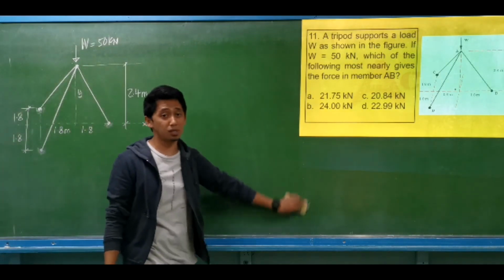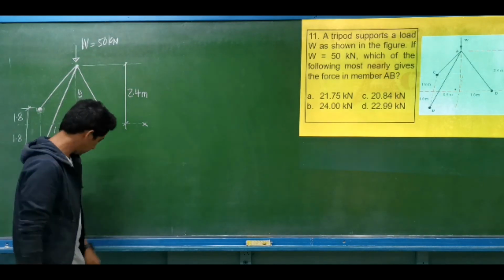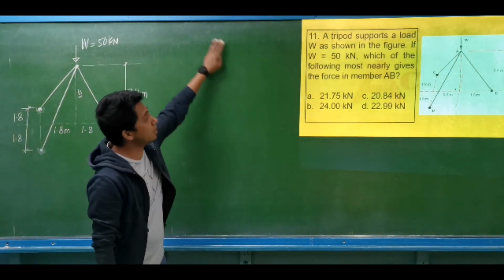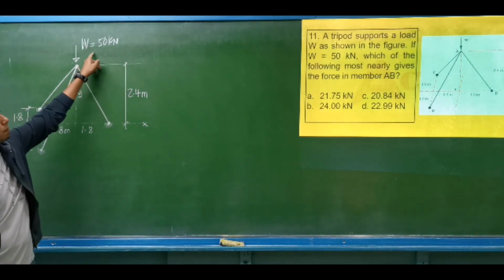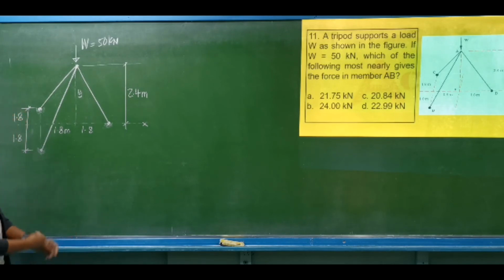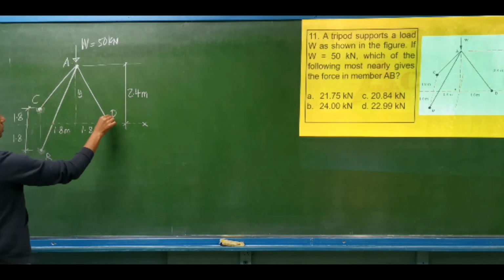So let's have this example. Maybe this is one of the most famous tripod problems in the civil engineering board exam. A tripod supports a load W as shown in the figure. If the weight is equal to 50 kilonewtons, which of the following most nearly gives the force in member AB? So we have the points A, B, and this is C and point D.